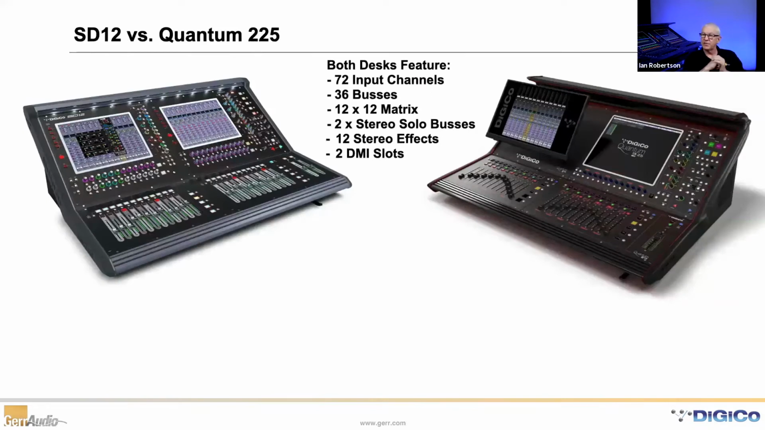Since they're both the same size and they both sit around the same price range, we wanted to just give you an idea of what the difference is specifically between the two desks, the SD12 and the Quantum. So these are features that both desks have. The base level SD12 is 72 inputs and 36 buses. There's an upgrade that will take it to 96 and 48. But the base level console has the same channel and bus count as the 225.